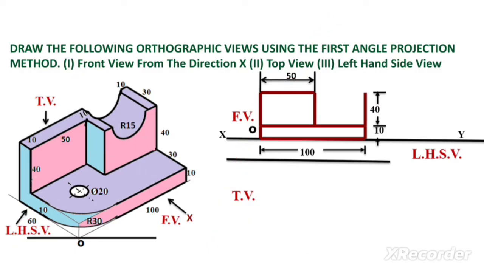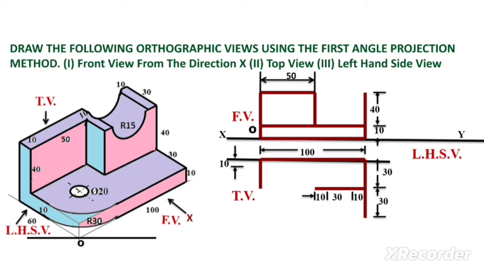Now this much distance we can keep as 10 mm in the top view. Draw this line for the top view, 30 mm distance and again 30 mm distance we can keep. A 60 mm long line we have drawn here. This much distance we can keep as 10 mm and 10 mm distance, 10, 30 and 10. We have drawn a 50 mm long line.